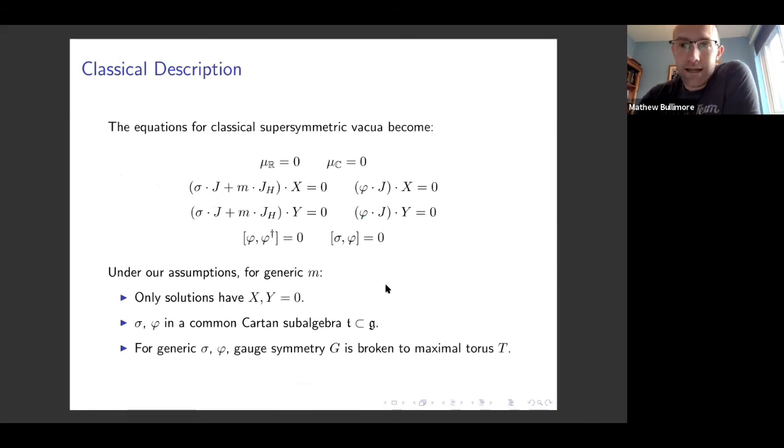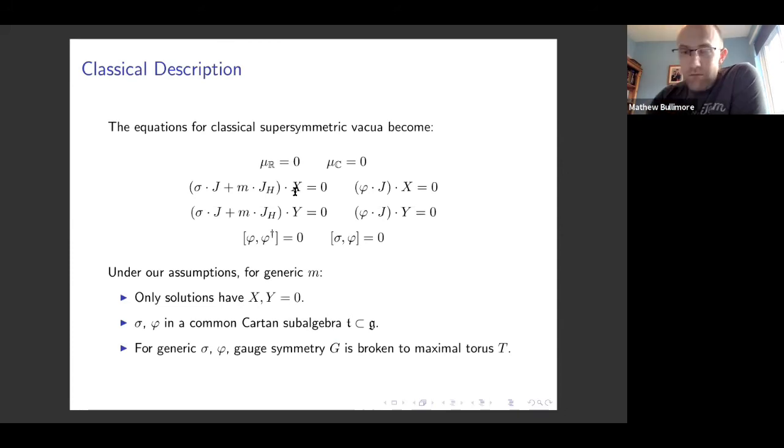And I can play exactly the same game as I did before. So I can try to study the equations for classical vacua, except this time I set the Fi parameters to 0 rather than the masses. So now in the top line here, the Fi parameters have gone, but I've got the masses appearing in the second and the third line. And this time, under our assumptions, if M is generic, then the kind of the opposite happens. This time, the only solutions have X and Y 0.